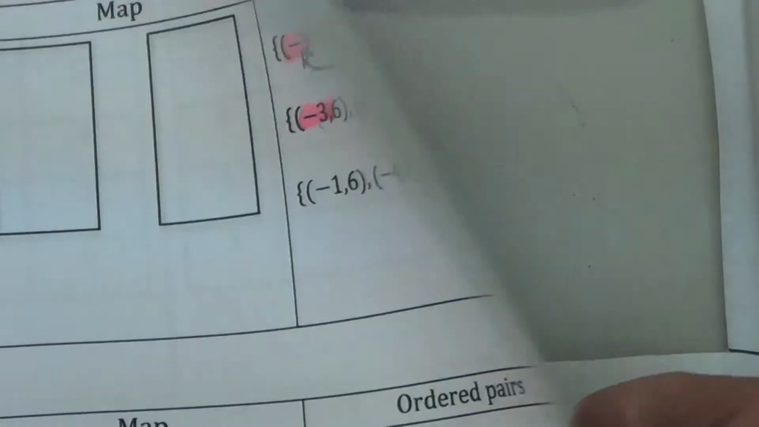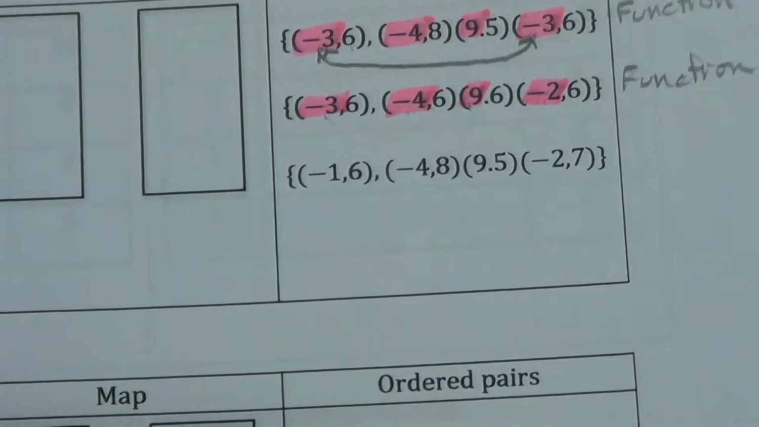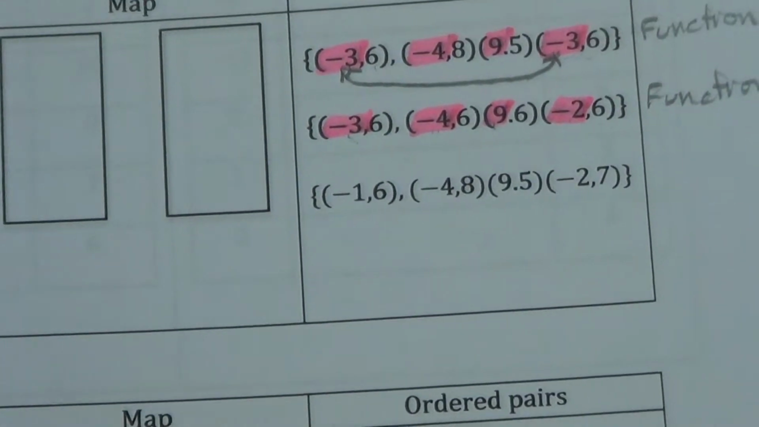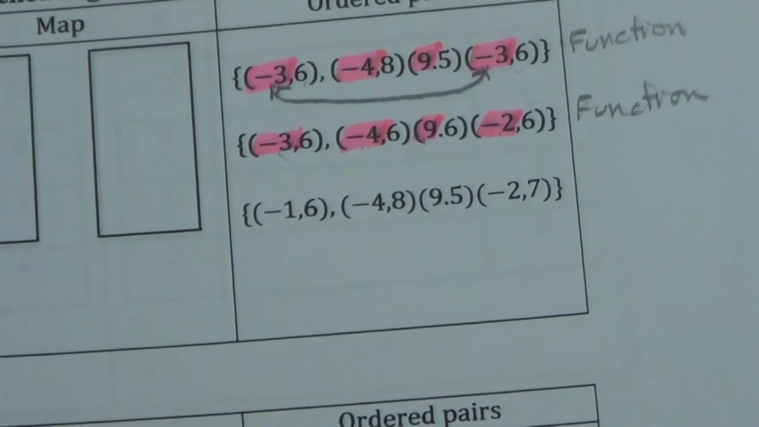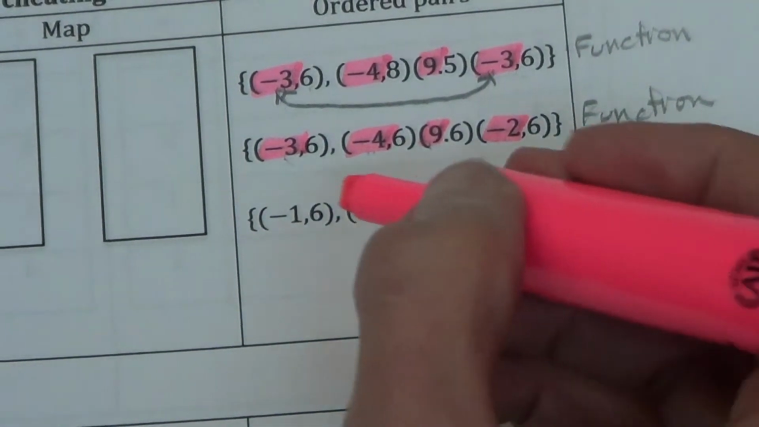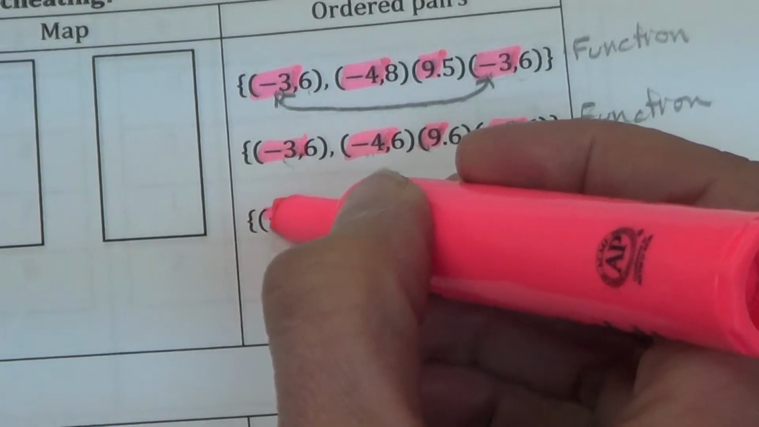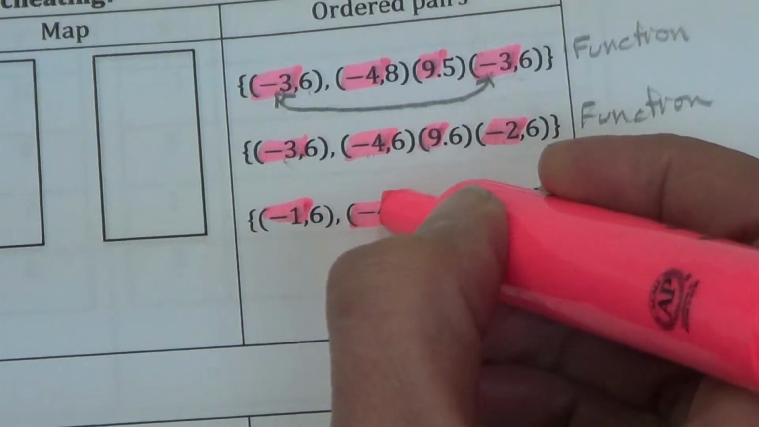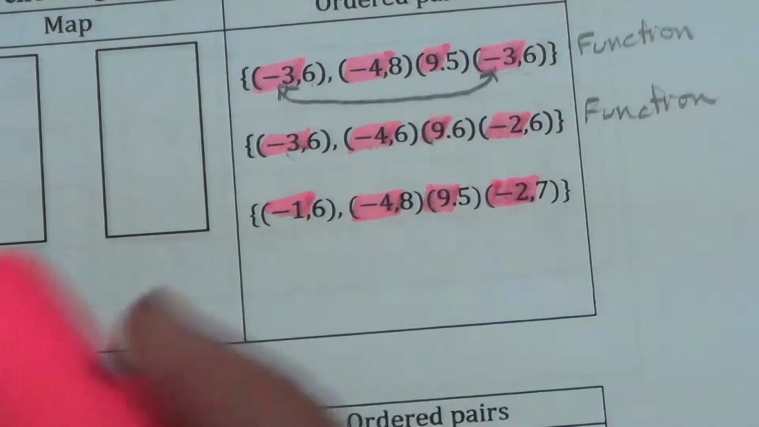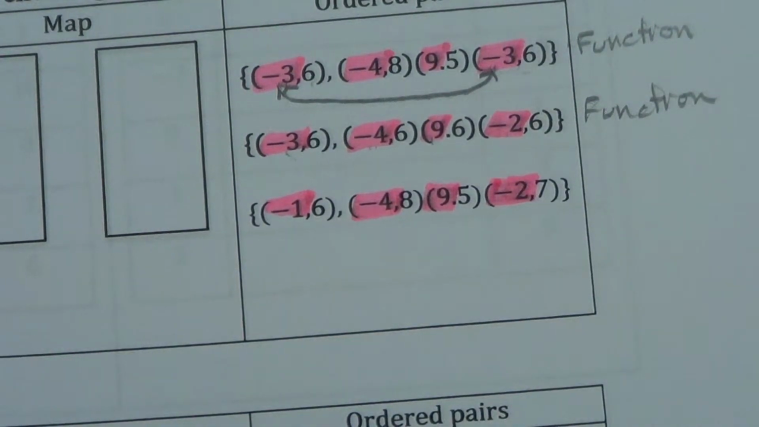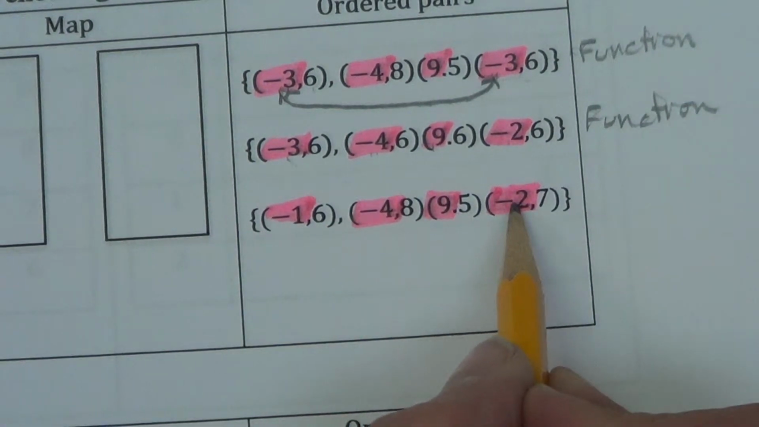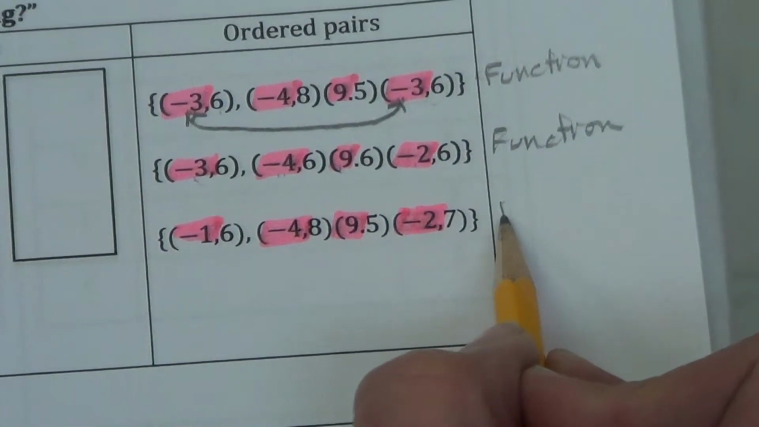So we go to the next one. Now we go to the next one and we see that the domain is -1, -4, 9, and -2. So we ask ourselves, is anybody cheating there? Well, none of the domains are cheating. So that's a function.